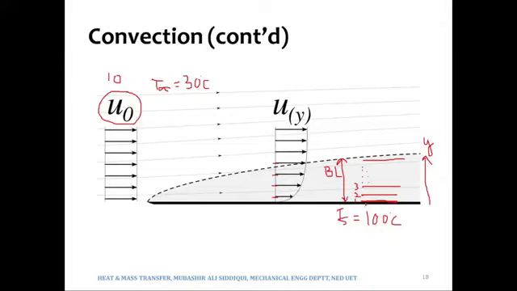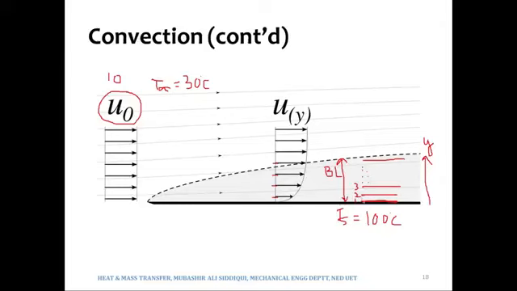Since the relative velocity between the plate and the first layer of fluid is 0, the energy would be transferred via pure conduction. Then there is some relative velocity between the first layer and the second layer, because the second layer is moving faster than the first layer, and there is relative velocity between the second layer and third layer, because the third layer is moving a little bit faster than the second layer, right?